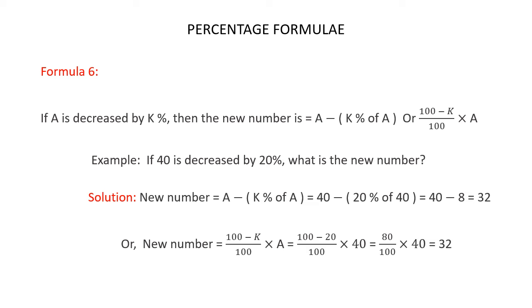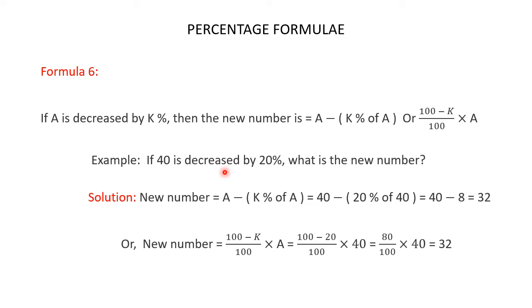Now let's find the new number using the formula. New number is equal to 100 minus k divided by 100 multiplied by A. Here A is 40 and k is 20. So the new number is equal to 100 minus 20 divided by 100 multiplied by 40, which is nothing but 80 divided by 100 multiplied by 40. Here the zeros get cancelled and 8 multiplied by 4 is 32. 32 is the new number.